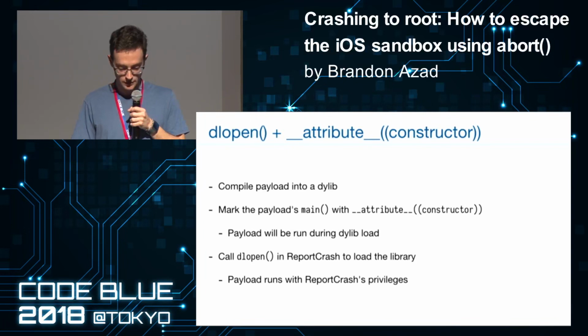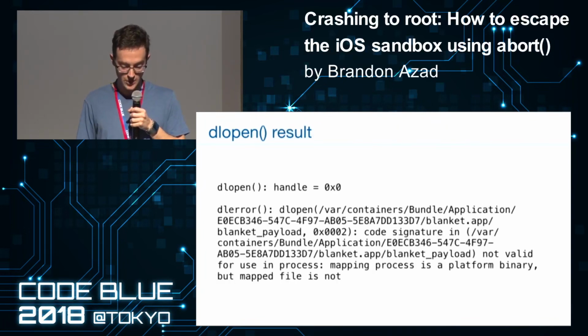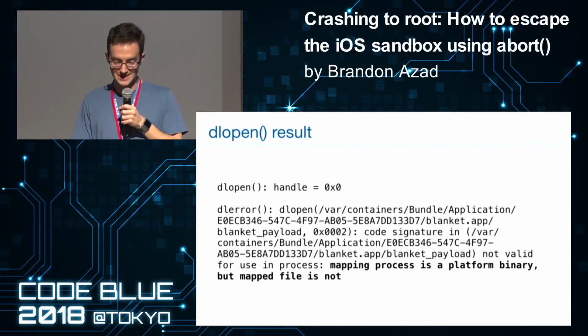Sounds great, but if you actually try this technique in practice on the phone, you'll see the following error message. The first line says that dlopen failed, and the second shows the error message. The only important part is here at the bottom, where it says mapping process is a platform binary, but mapped file is not. This means that we're getting an error because we're trying to load our payload dylib, which is not Apple signed, into a process that is Apple signed. Now, it's possible to work around this restriction, but I decided to move on to the second approach instead.